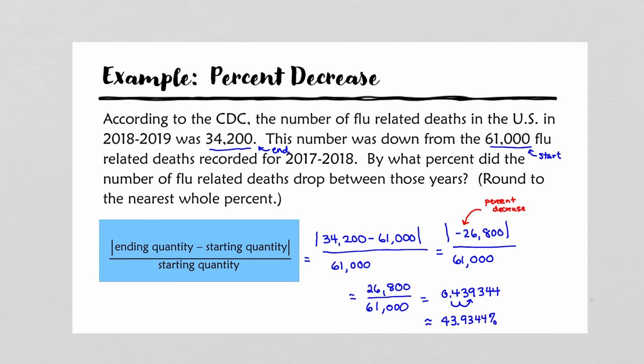Our last step is to round this to the nearest whole percent. That means no decimals, no values after the decimal point. So rounding this 43.9 to the nearest whole percent, because 9 is bigger than 5, I'm going to round up, and so that's going to tell me that this rounds to 44%. We would say that between 2017 to 2018 and 2018 to 2019, flu-related deaths dropped by 44%.